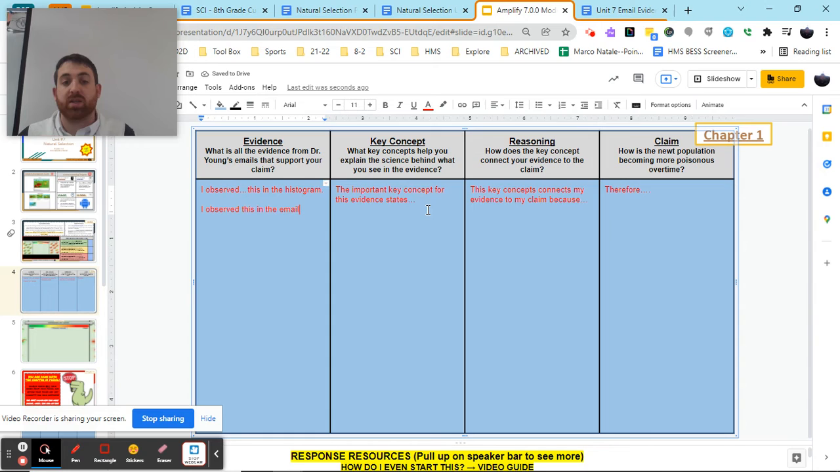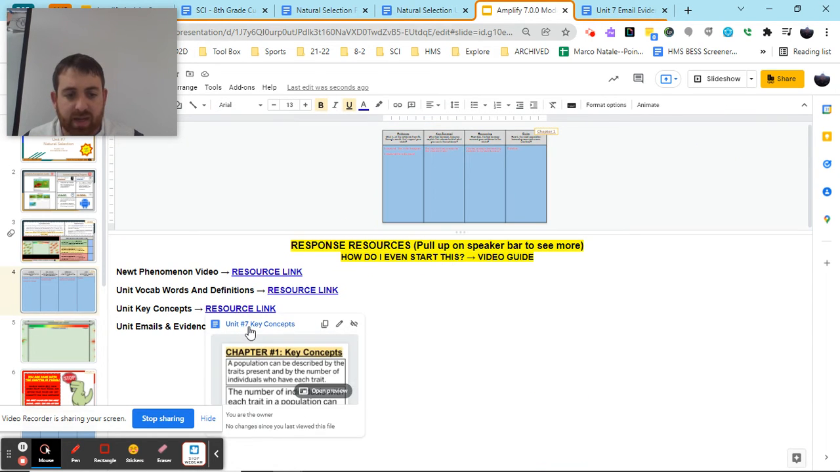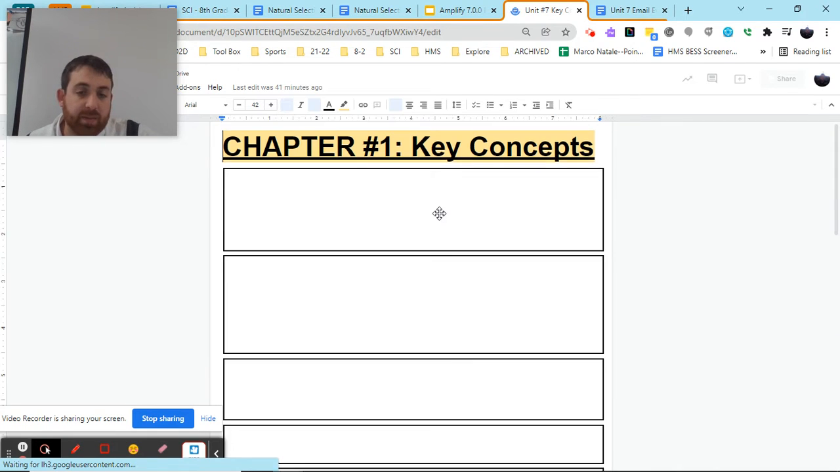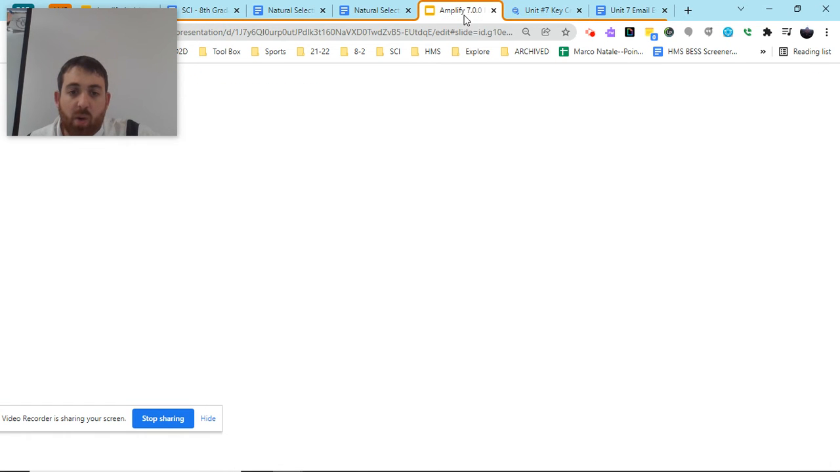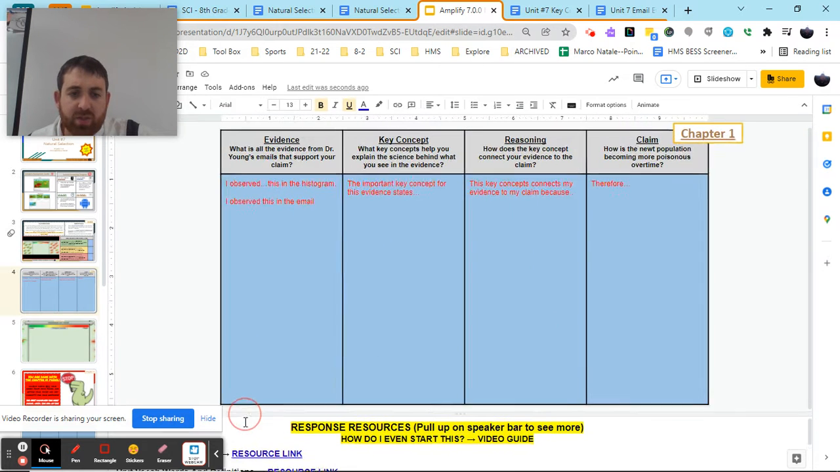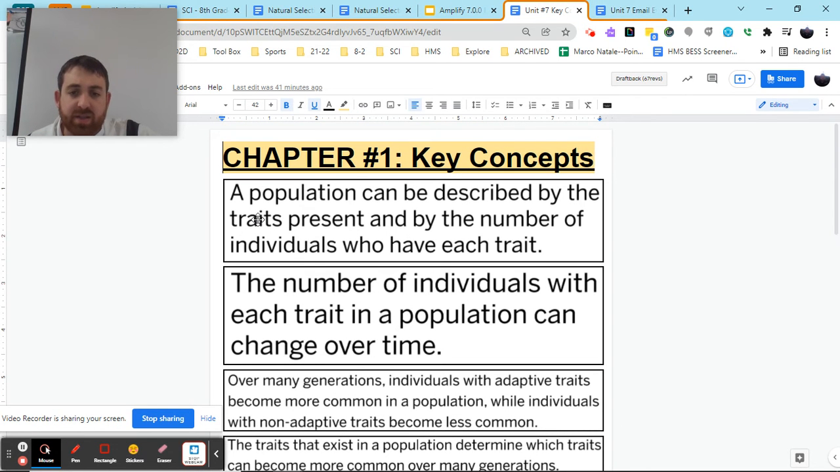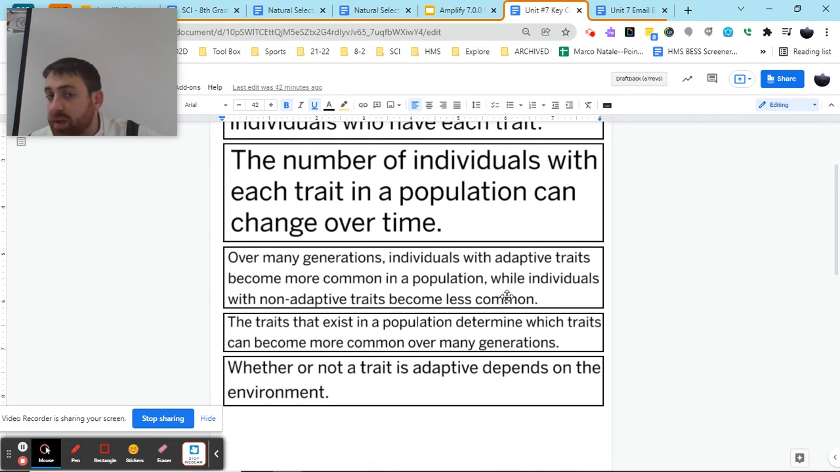From there, we're going to be looking to think about what key concepts help you explain the science behind what you see in the evidence. So from here, we're going to have to click on our unit key concepts. And this is where it might get a little tricky, but we have to look at our chapter 1 key concepts. We need to ask ourselves which of these helps us explain what's going on with our evidence. So as we look at our evidence, whether it's from the histogram or from the email, we should be asking ourselves, okay, does this help me explain what's going on? Would this help me? And so on.